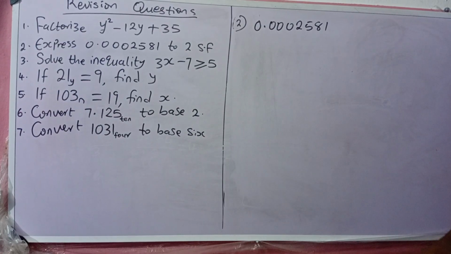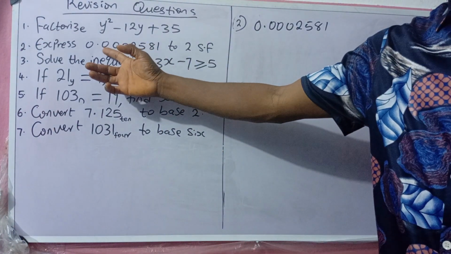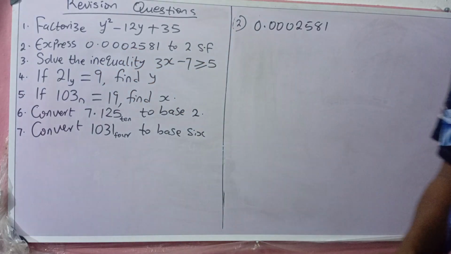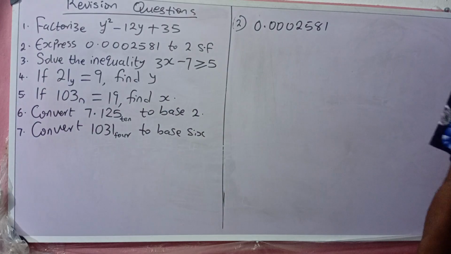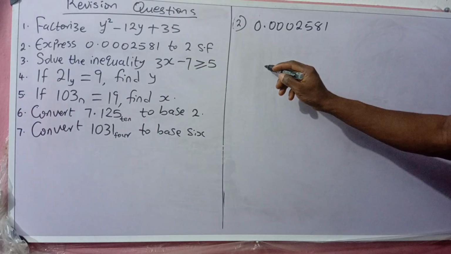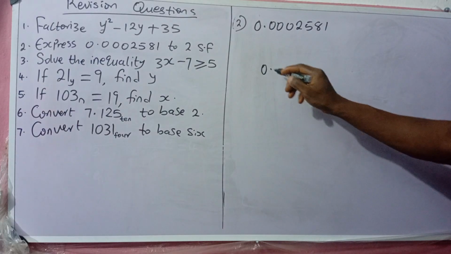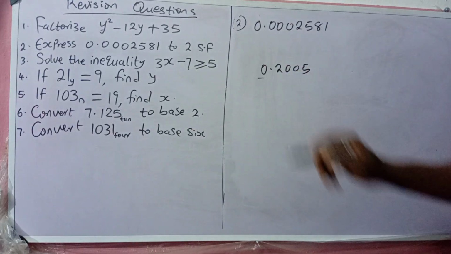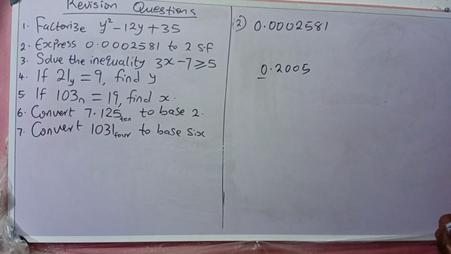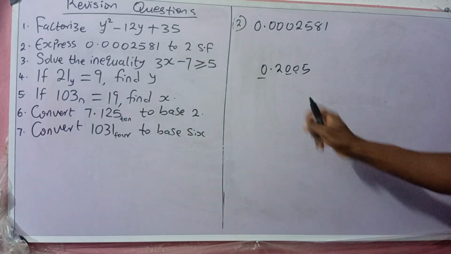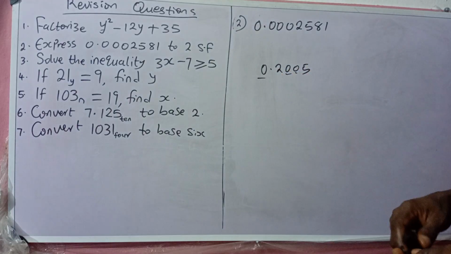Number two question says express 0.00025581 to two significant figures. We know that significant figures are non-zero numbers. But zero can become significant, especially when it comes in between two significant numbers. If we have, for example, 0.2005, this particular zero here is not significant, it's insignificant, whereas these two zeros are significant because they appear in between two significant figures.